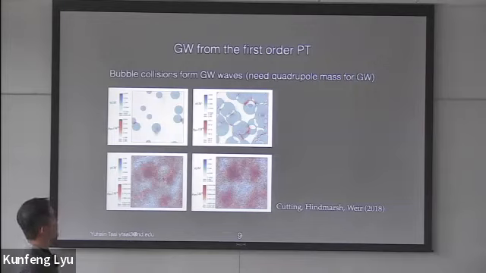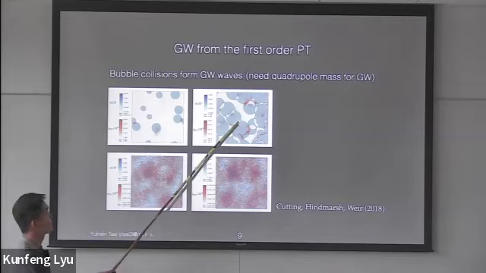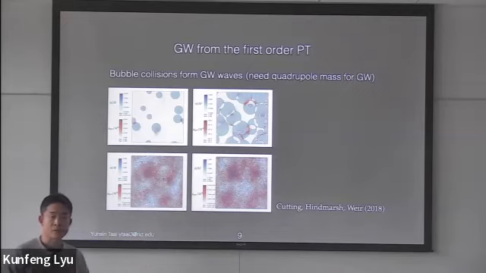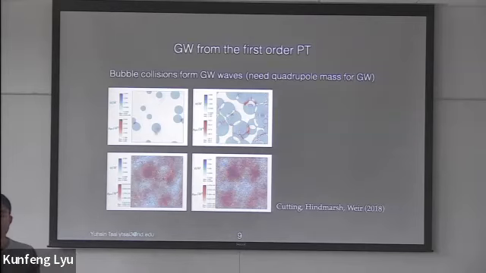Okay. And then I think the consensus now is that, in fact, in most of the phase transition scenarios that people studied, the dominant energy production of the gravitational waves is actually not directly from the bubble wall collision. It's actually from the sound waves that continually produce gravitational waves even after the bubble collision.